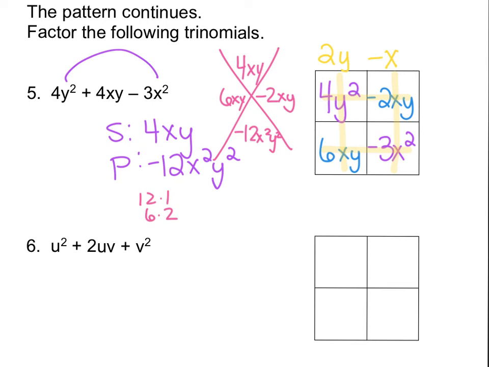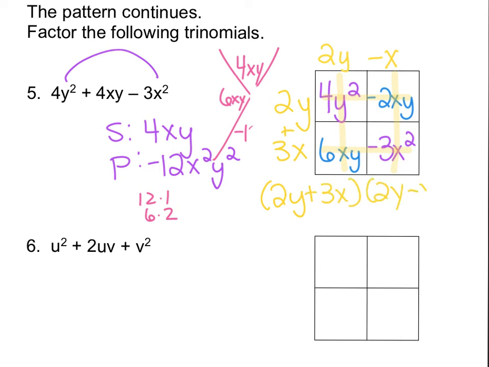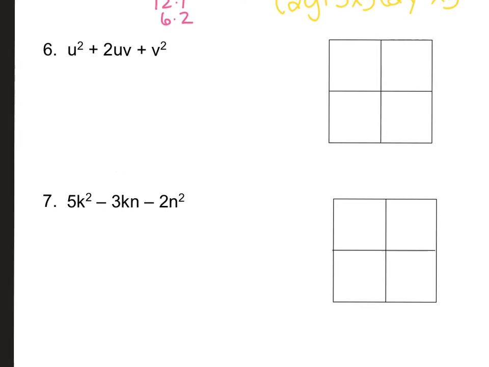And 4y squared and negative 2xy do have a, I'm going to erase this a little bit so I can write there, do have a 2 and a y in common. Remember, you can work it backwards to see that 2y times 2y makes 4y squared. 6xy and negative 3x squared have a 3 and an x in common, and that would be a positive, but no y in common. So my factors are 2y plus 3x times 2y minus x. So same thing, just with 2 variables.